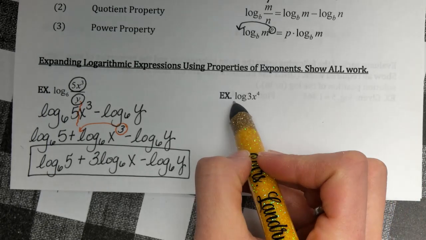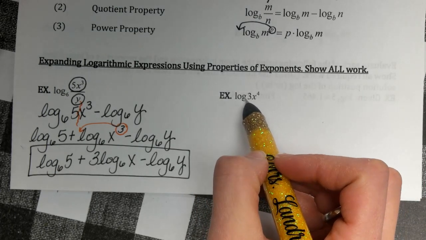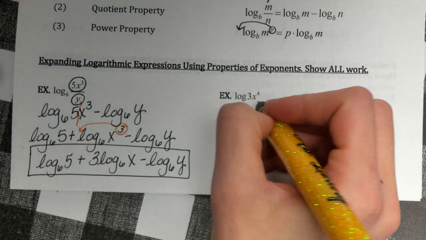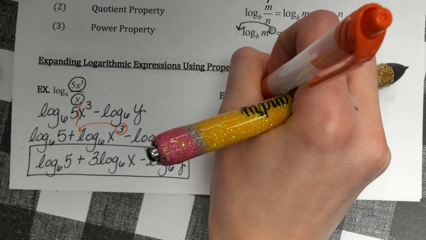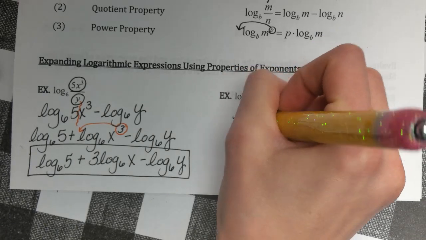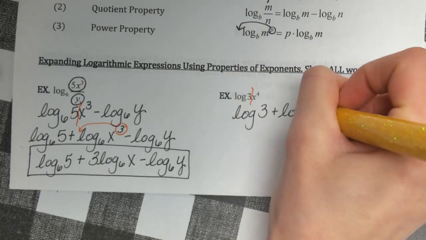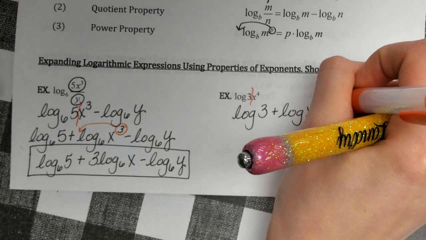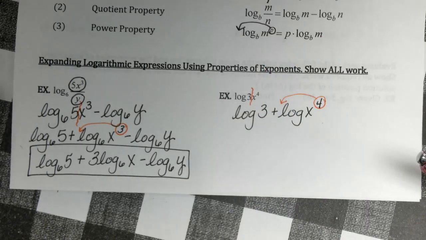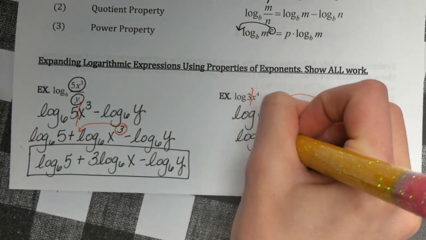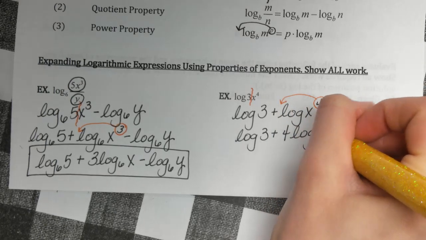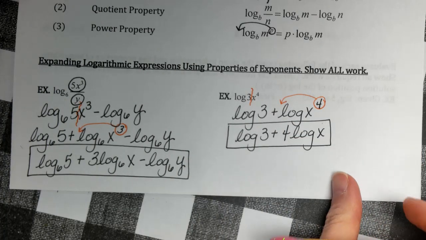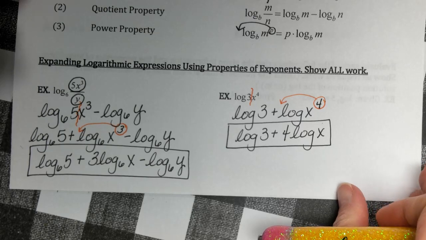Okay. So here I have log of 3x to the 4th. I don't have a base written. It's understood to be 10. I don't have to put the 10 whenever I do my work. Okay? So if it's being multiplied, I'm going to split my 3 and my x to the 4th. So I'm going to have log of 3 plus log of x to the 4th. And then my last step would be to take this 4 and bring it out front. So log of 3 plus 4 log of x. We good with that?